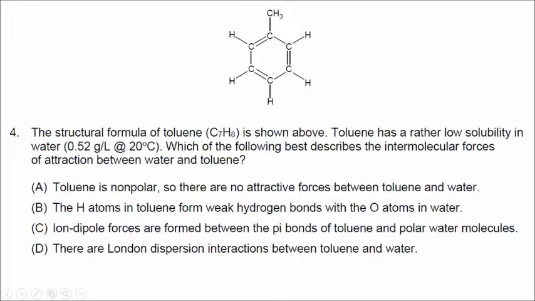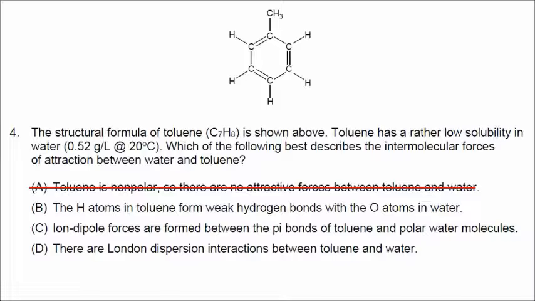Number 4, we are looking at the formula of a hydrocarbon called toluene, C7H8. We know that it does dissolve in water, but only a little bit, so a very low solubility. We're trying to describe the intermolecular forces between water and toluene. The problem with choice A is if there are no attractive forces between toluene and water, that wouldn't explain why it does dissolve in water a little bit. So there has to be some level of attractive forces, although we're looking for rather weak attractive forces.